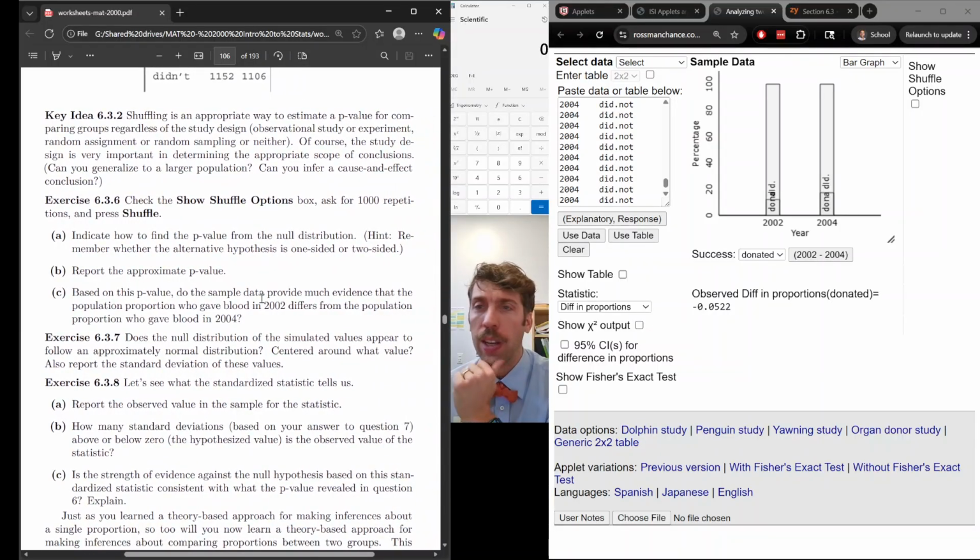So now to our key idea. Shuffling is an appropriate way to estimate the p-value for comparing groups regardless of study design: observational or experiment, random assignment, or random sampling, or neither. Of course, the study design is very important in determining the appropriate scope of conclusions. So study design is important for how we determine causation, generalization, stuff like that. But shuffling is a good way to determine the p-value.